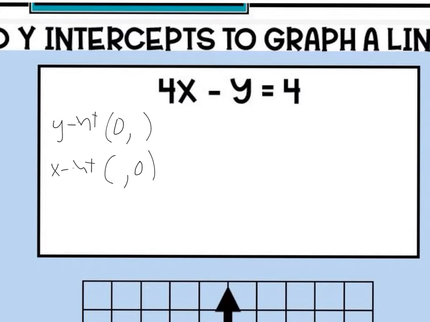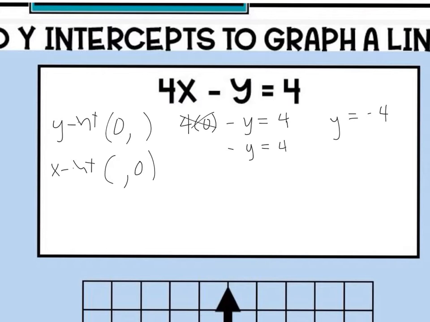So now, to do this first part, if my x was 0, I'd have 4 times 0 minus y is equal to 4. 4 times 0 is nothing. You get negative y is equal to 4. And you would take the opposite of everything to get y is equal to negative 4. So we have a y-intercept of negative 4.